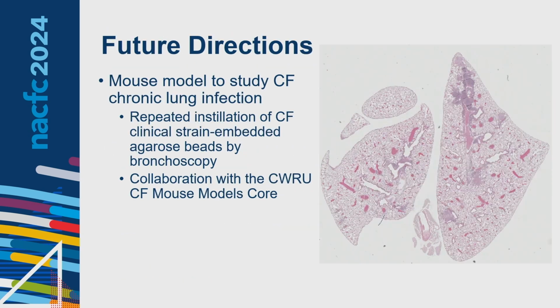So for our future directions, we're very interested in working with our collaborators at Case Western to develop a mouse model to study cystic fibrosis chronic lung infection. This has been very challenging because the CFTR mutant mice typically do not get lung disease. So what we've been doing is giving repeated instillation of a CF clinical strain of Pseudomonas embedded in agarose beads to simulate biofilm. We've been giving these infections weekly by bronchoscopy.